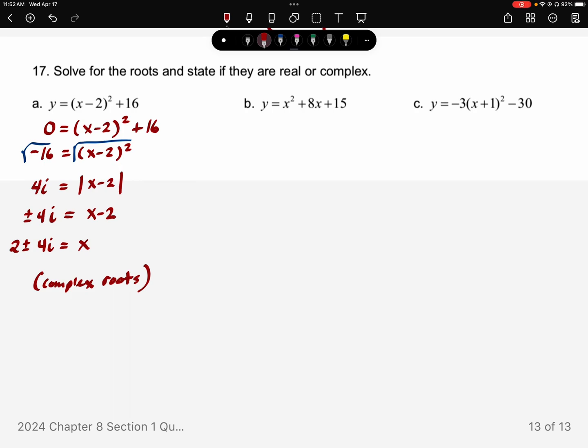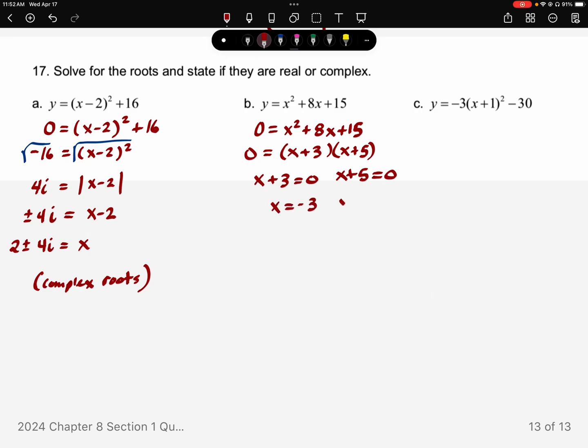All right, let's look at b. So for b, again, you could use the quadratic formula. Since this one's in standard form, though, I'm going to factor it because I can see that there are factors of 15 that add to 8. So when I do that, I'm going to end up with x plus 3 and x plus 5. We'll use our zero product property and then finish solving. Subtract 3, we're going to get x equals negative 3. If we subtract 5, we're going to get x equals negative 5.